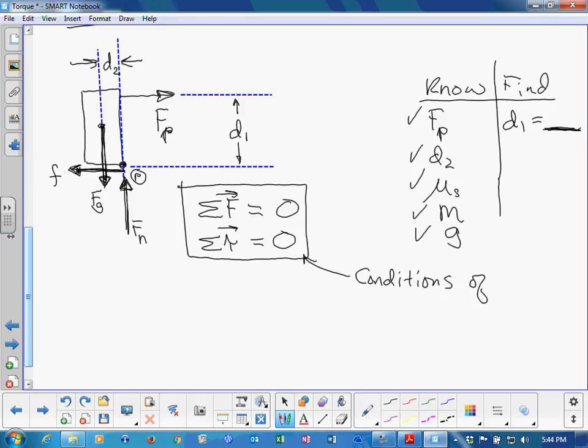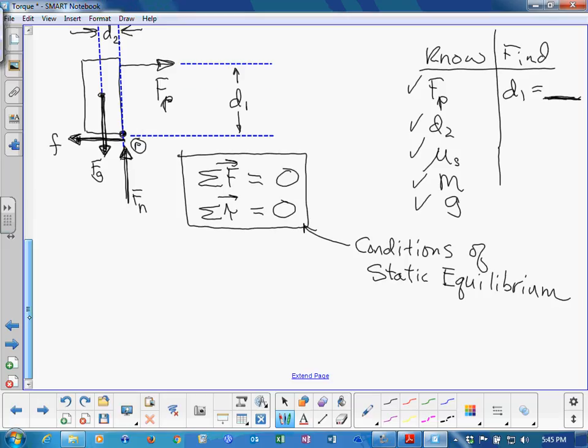Conditions of static equilibrium for a rigid body. Okay, so let's put it in practice.